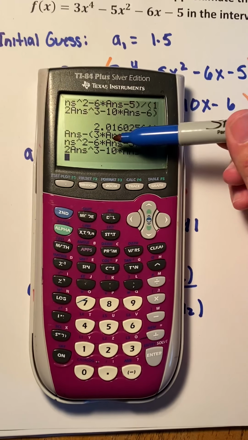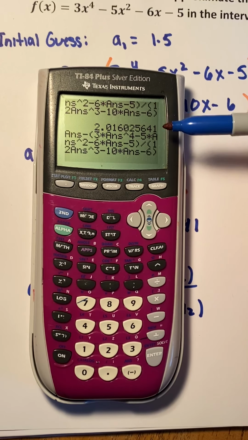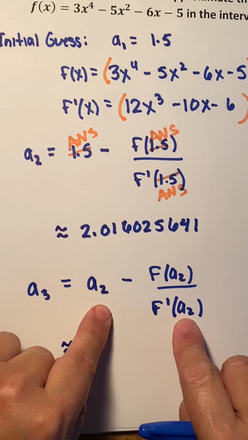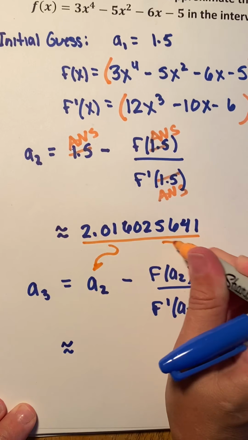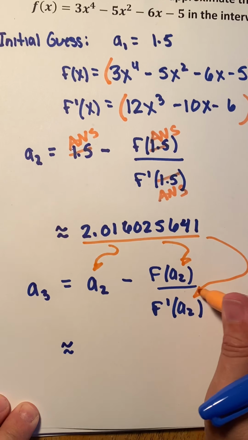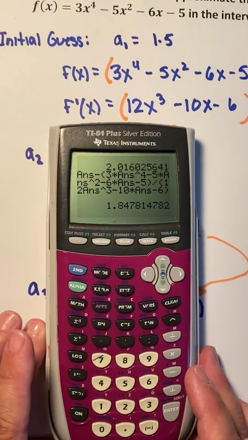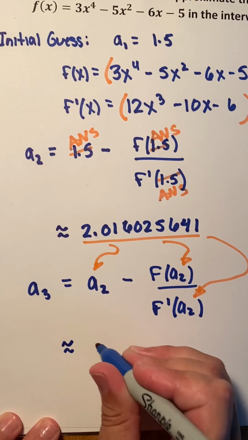And notice the answer stayed in there, but now instead of using 1.5, it's going to use 2.016. It's going to use this number. So it's going to do this work for us right here, where A2 is going to put A2 here. It's going to stick it into the function, and it's going to stick it into the derivative. So now I hit enter. It's going to give me the next iterate after I hit enter.